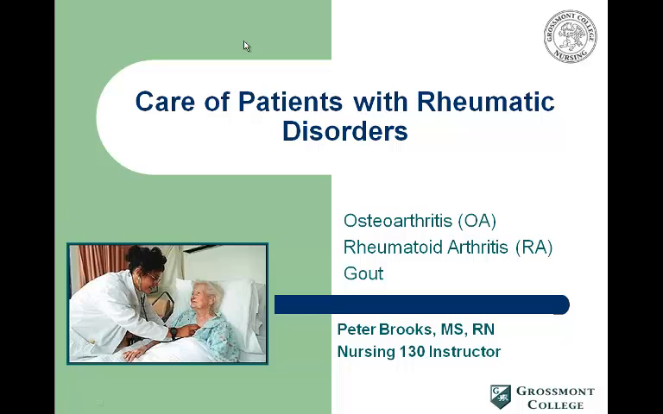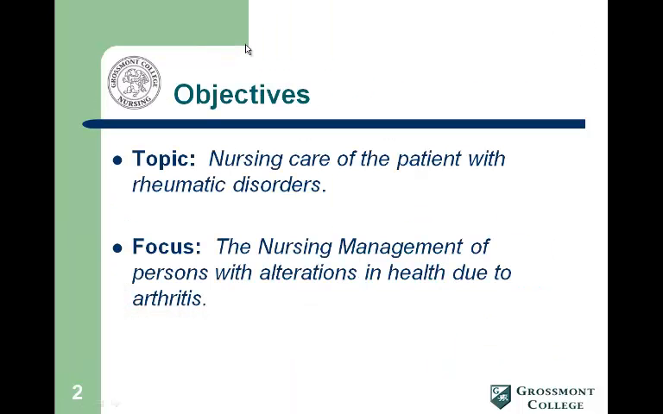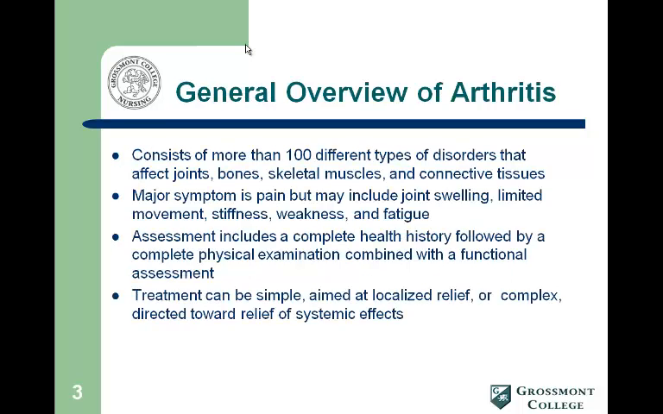Okay, this is your Class 6 lecture, Care of Patients with Rheumatic Disorders. So we're going to talk about osteoarthritis, rheumatoid arthritis, gout, a little bit of lupus, a little bit of scleroderma. So you'll get a good picture of some of these different rheumatic diseases. We'll talk about treatments and nursing interventions.